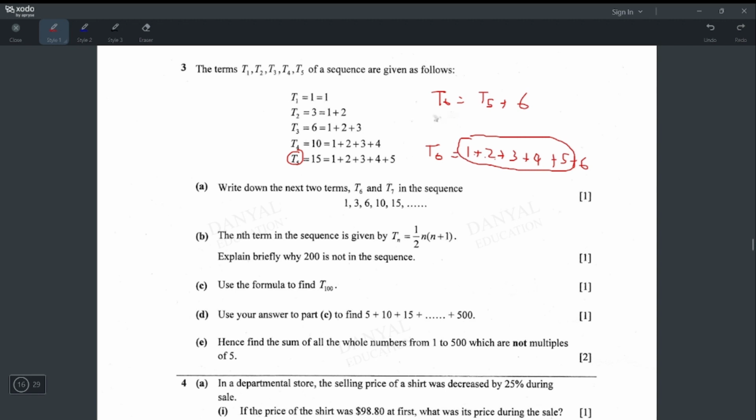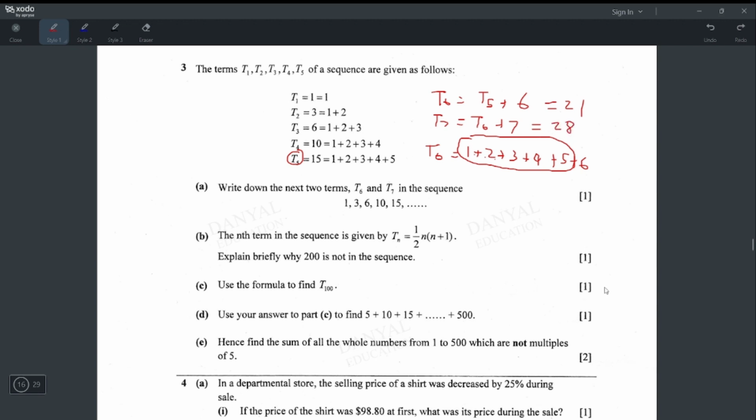And the same goes for t7. t7 is actually just t6 plus 7. So we know that t5 is 15 here. So the next number is 15 plus 6, which is 21. So this is 21, and t7 is 28.